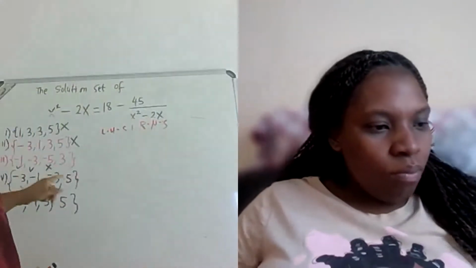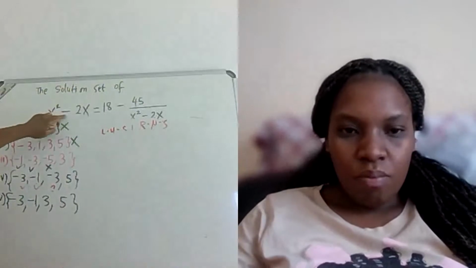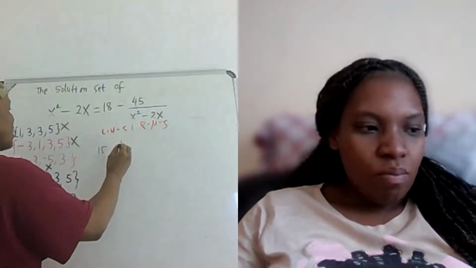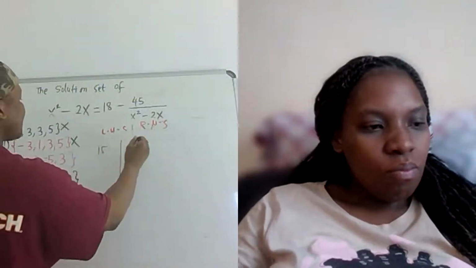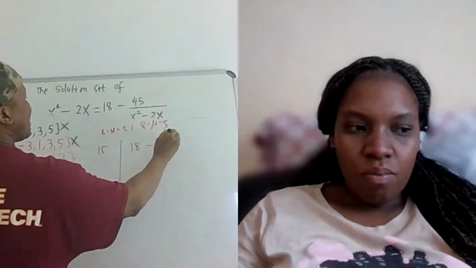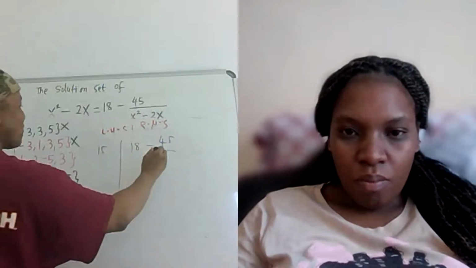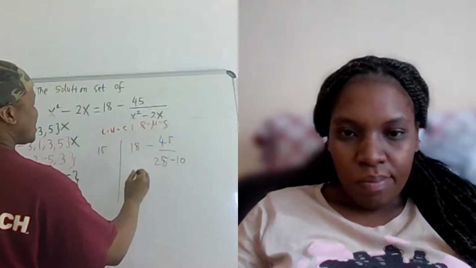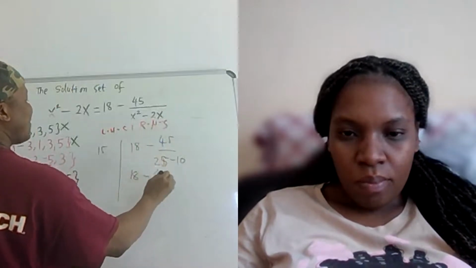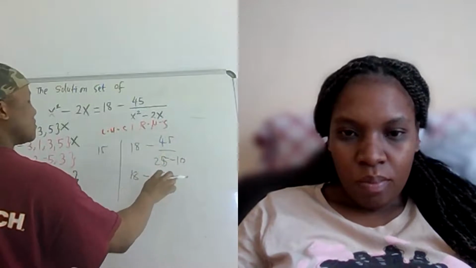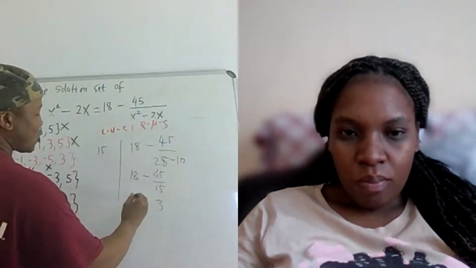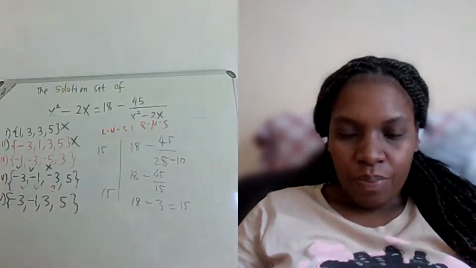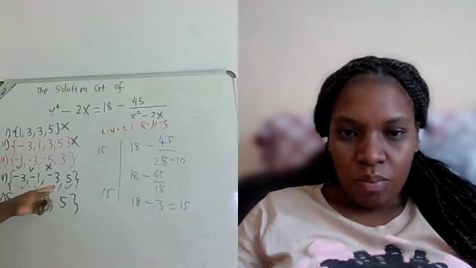So if you take a 5 here, 5 squared equal to 25, 5 times 2 equal to 10. 25 minus 10 equal to 15. That's the left hand side. Now the right hand side: 18 minus 45 over 5 squared, that is 25, minus 2 times 5 equal to 10. 25 minus 10 equal to 15. 45 divided by 15 equal to 3. So 18 minus 3 equal to 15. Yes, 15 equal to 15. Left hand side equal to right hand side. So this is true. But we cannot conclude this.